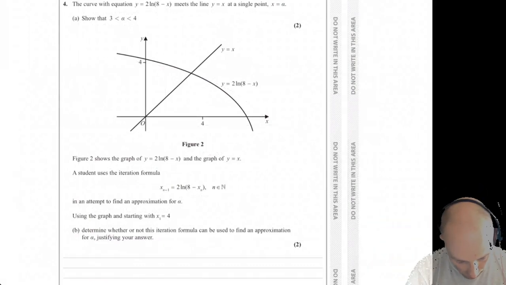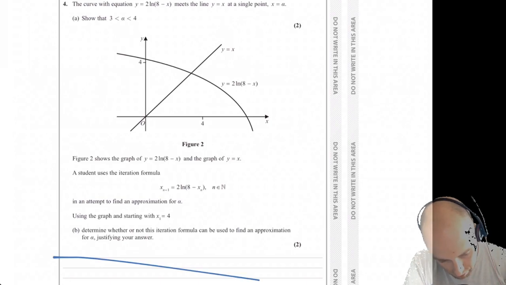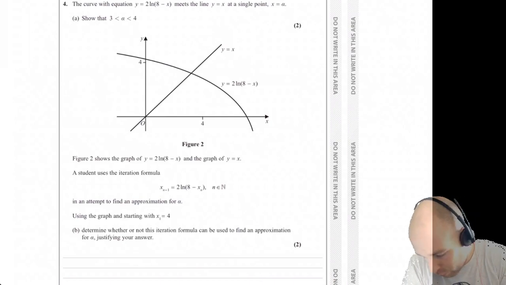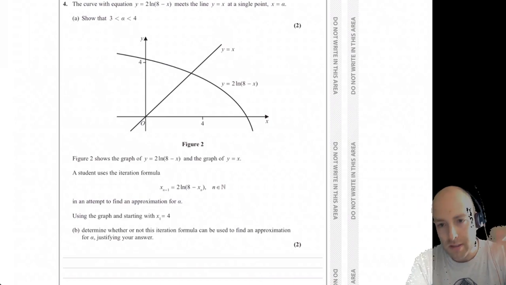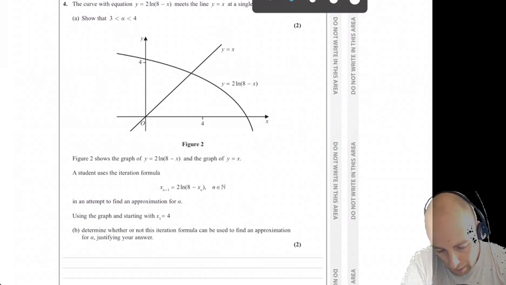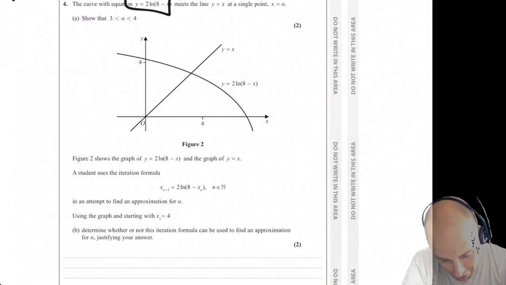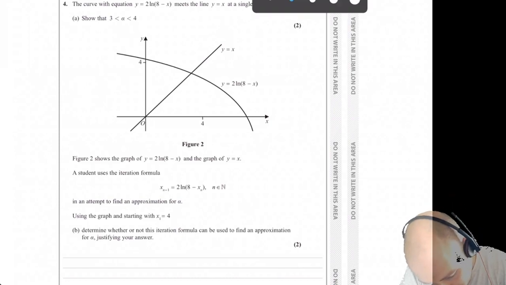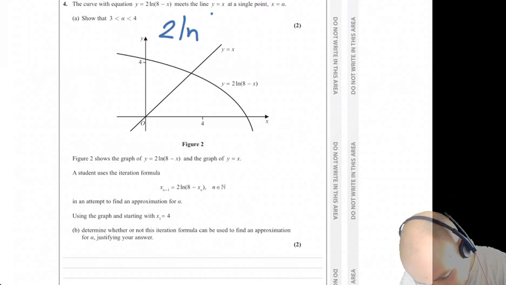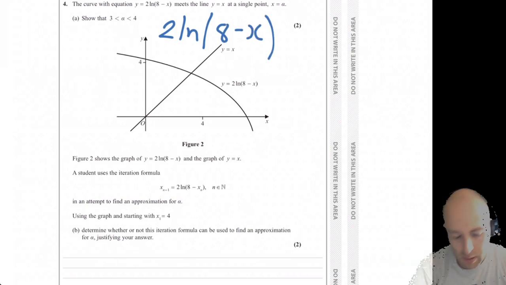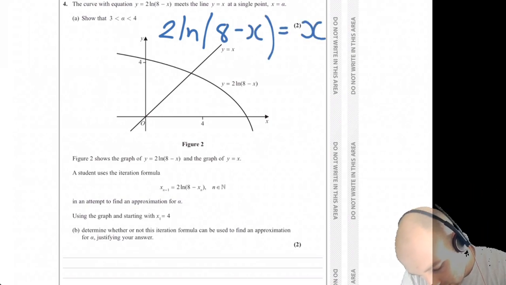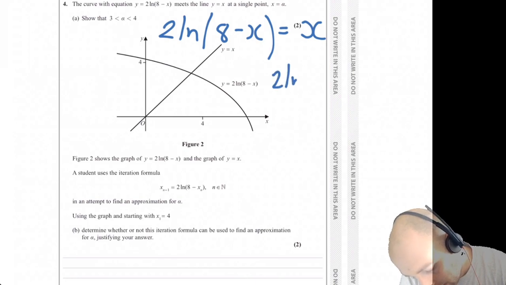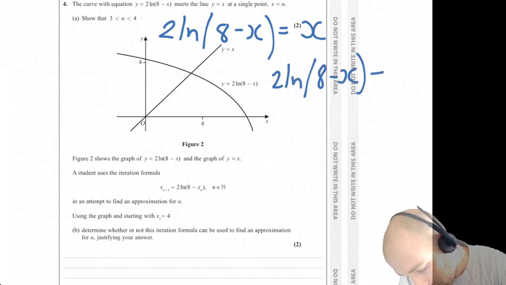So, first one. We want to show that alpha is between 3 and 4. So to do that, we need to do basically showing that the sign changes. Now, difficulty is we've got two equations here. To show that there's a sign change where they meet, we need to first of all set them equal to each other. So we get 2 ln 8 take x equals x. Then we're going to get all of this on one side to say 2 ln 8 take x minus x is 0.